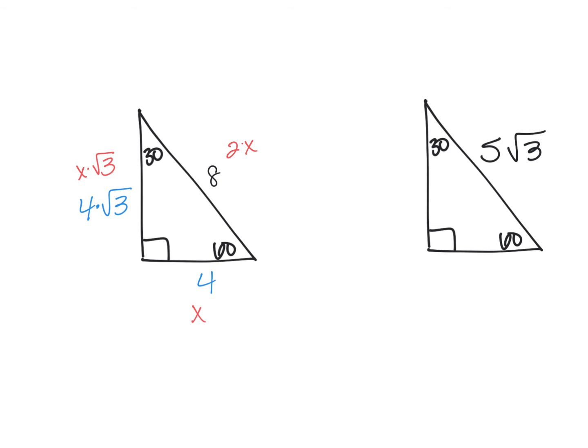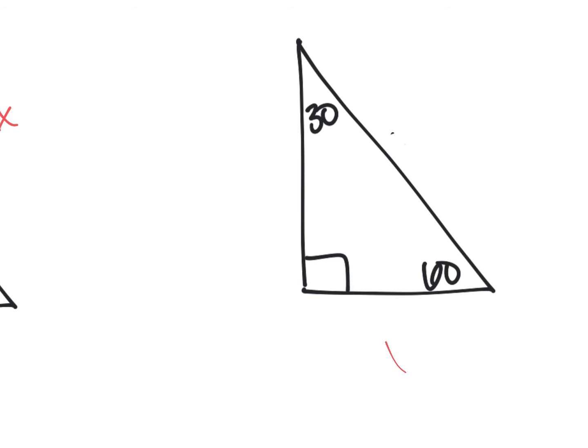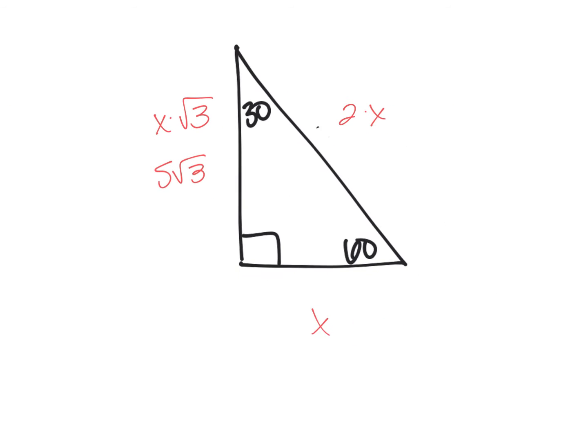Okay, this one I also need to change, sorry. I meant to put that on the other side. This one's the last one we're going to do of these. So then this is x, 2x, and x times square root 3. So we're going to make this one 5, oops, sorry, 5 square root 3. Okay, so let's figure out what the x is. If x square root 3 is 5 square root 3, then our x must equal 5, right? So then what would the hypotenuse be? It would be 2 times 5, which gives you 10.